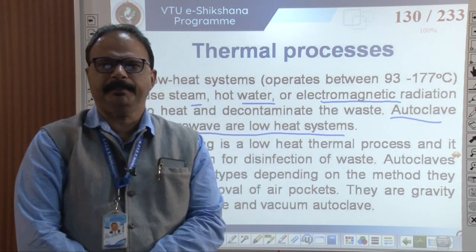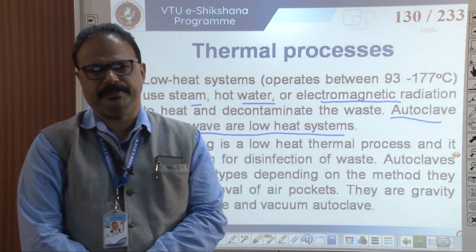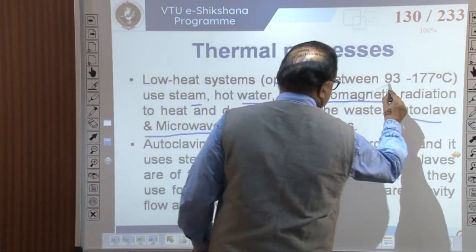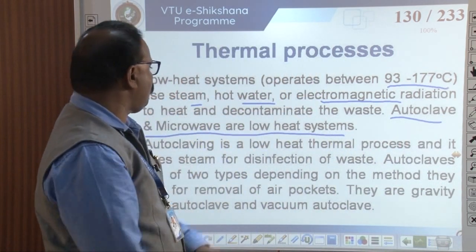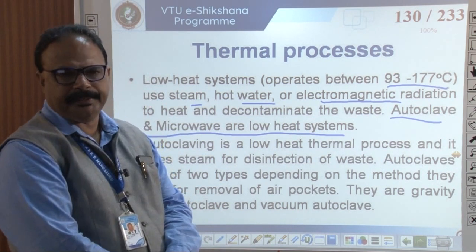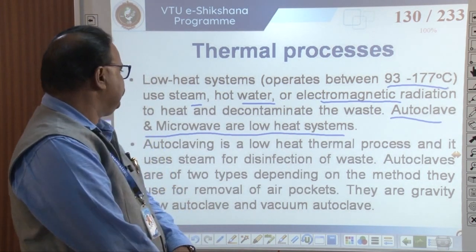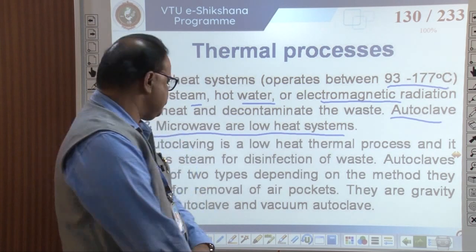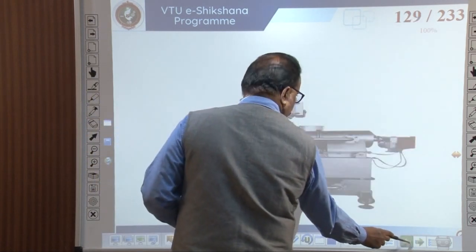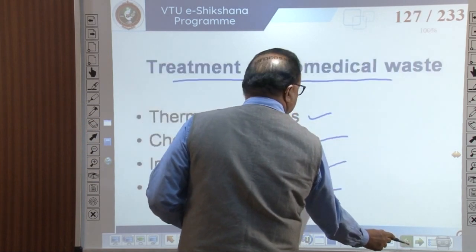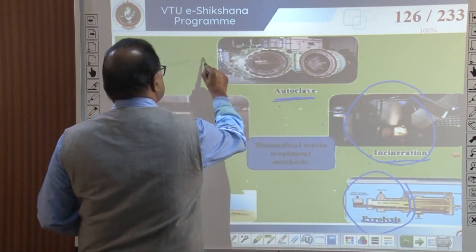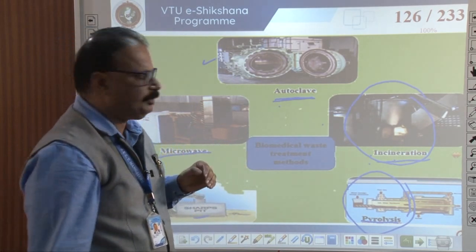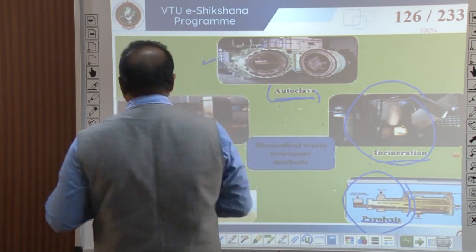Autoclaving and microwave are the low heat systems, about 93 to 177 degrees Celsius, using steam, hot water, electromagnetic radiation and heat to decontaminate the waste. We can see this one. You can see the autoclave, I showed that one. Here is the autoclave, an example of an autoclave. It is 40 to 170 degrees Celsius. This is low heat autoclaving.